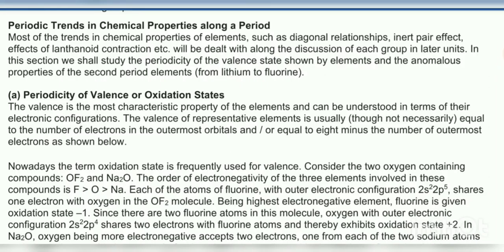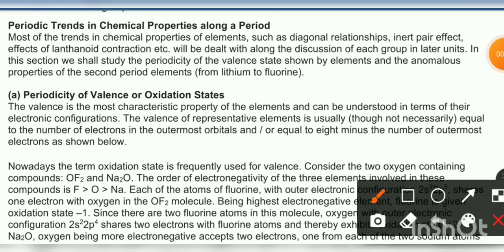In the previous class, we had a discussion over the ionization enthalpy, electronegativity, and electron gain enthalpy. These three are very important concepts of the periodic table. Let us move on to the last concept of periodicity, the periodic trend in chemical properties along a period. Most of the trends in chemical properties of the elements, such as diagonal relationship, inert pair effect, and lanthanide contraction, etc., will be dealt with along the discussion of each group in later units.